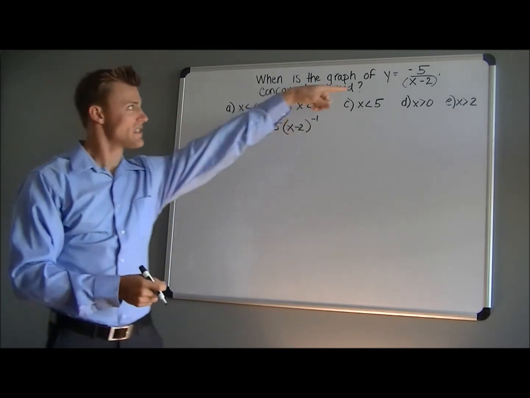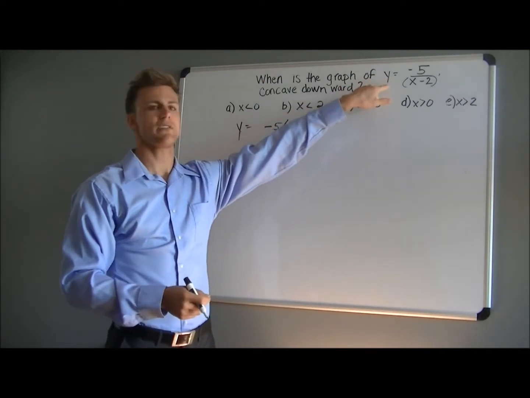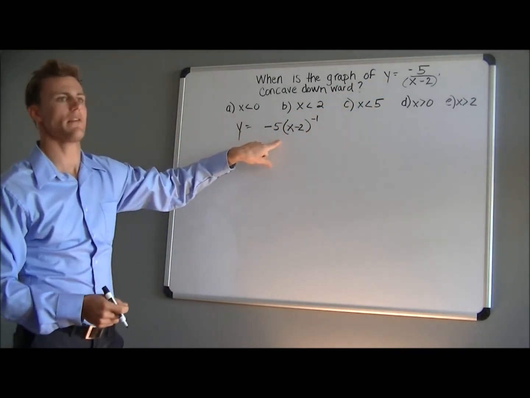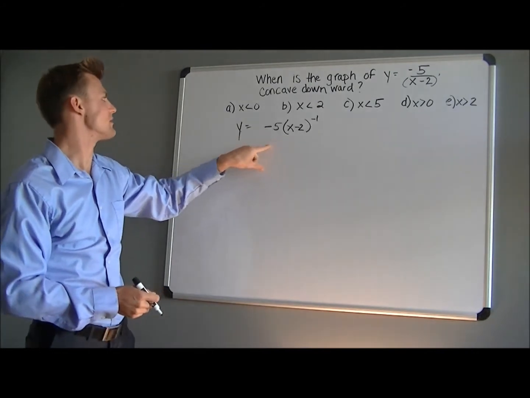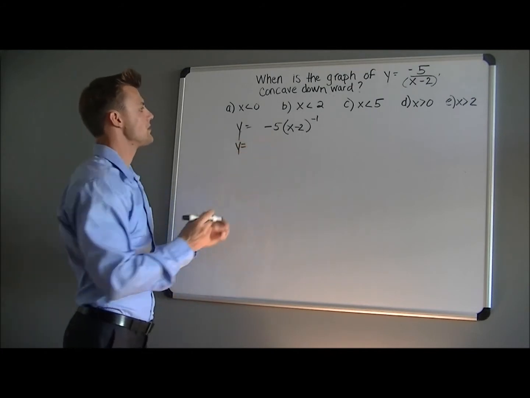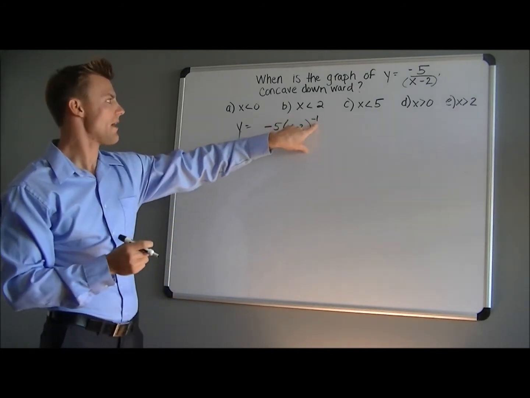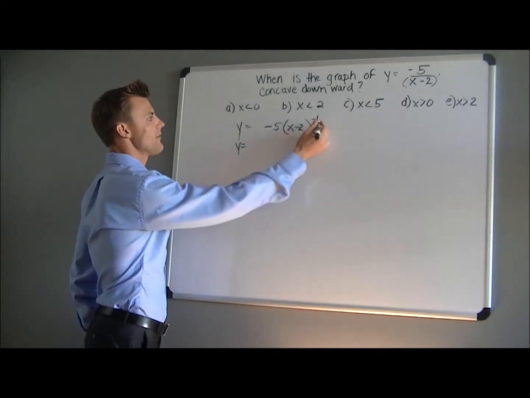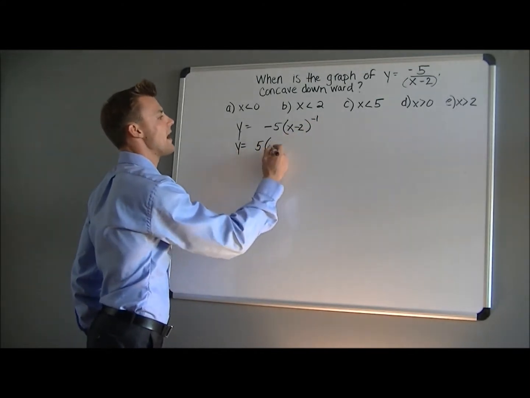For problems and functions of this style, I personally find it easier to rewrite them not as fractions and apply the chain rule. So let's do that here. We have a quantity to a power, so we're going to just bring the power down. Negative 1 times negative 5 is positive 5.